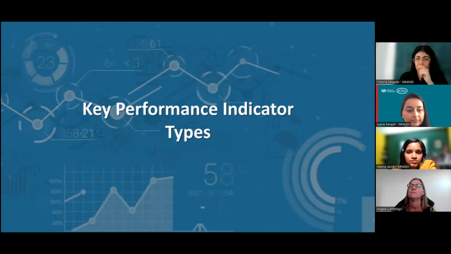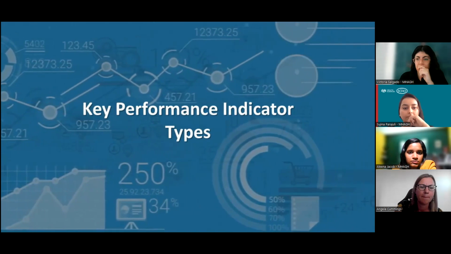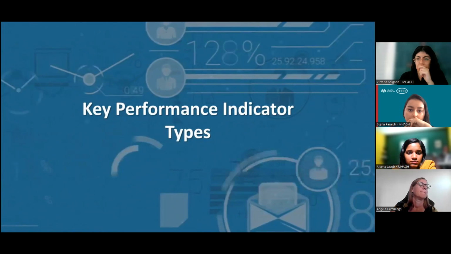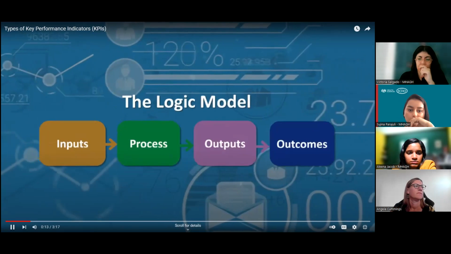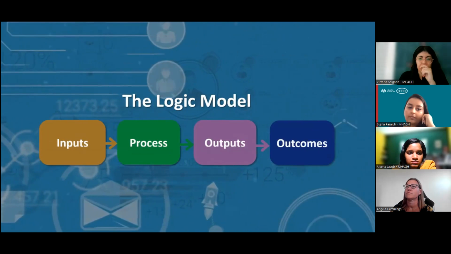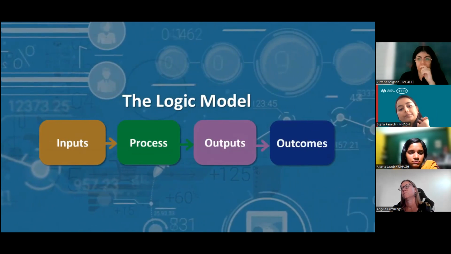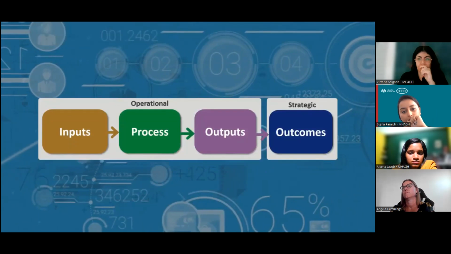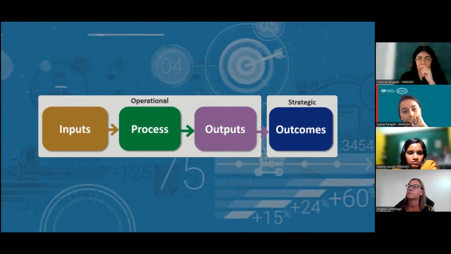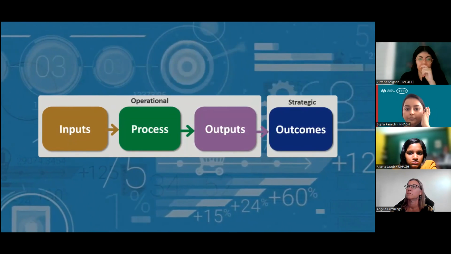In this short video, I'm going to introduce different types of key performance indicators. For the first 4 types, we will use a framework called the logic model. The logic model is a framework that is helpful for differentiating what we produce from what we can only influence. It is also helpful for separating between elements that are more operational versus those that are more strategic in nature.